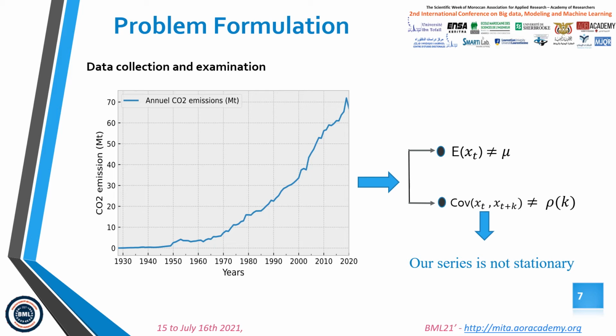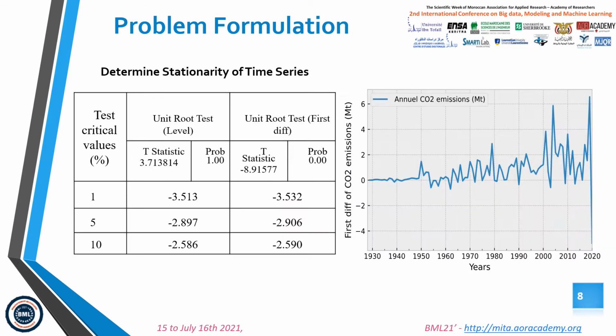In addition, carbon dioxide emission dropped by 7% in 2020, the biggest decrease on record, as countries worldwide imposed lockdowns and restrictions on movement to curb the spread of the coronavirus pandemic. Indeed, after applying the unit root test on our series, we found that the ADF value of the first difference is minus 8.91, which is below the critical values at the significance levels of 10%, 5%, and 1%, respectively. It is stationary at the first difference.